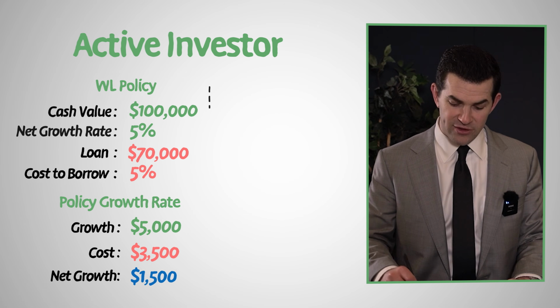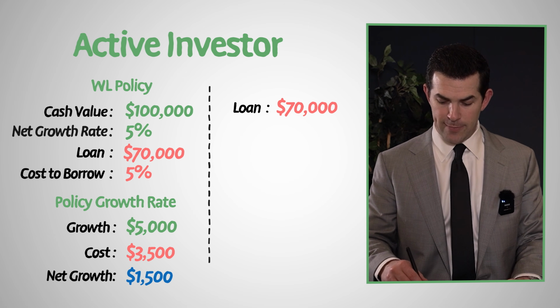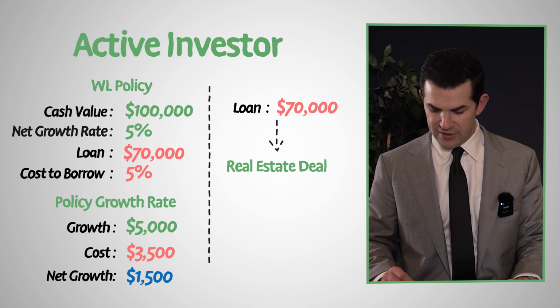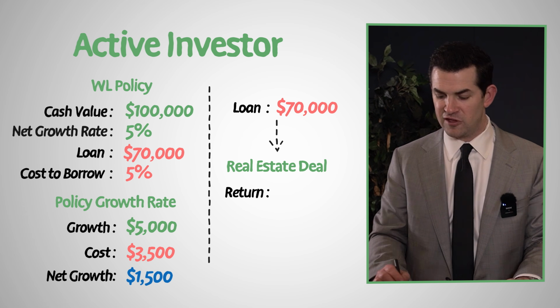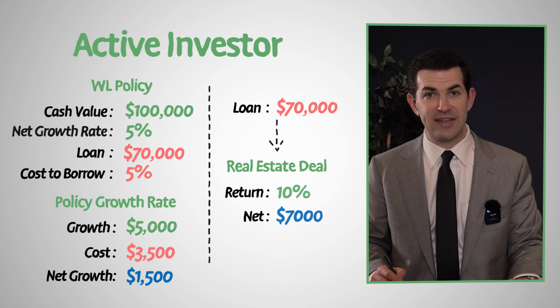So we take that policy loan of $70,000 and we invest it into an opportunity. Let's assume it's a real estate deal. And we'll pretend that the return we can earn on this property is 10%, which would yield us $7,000.